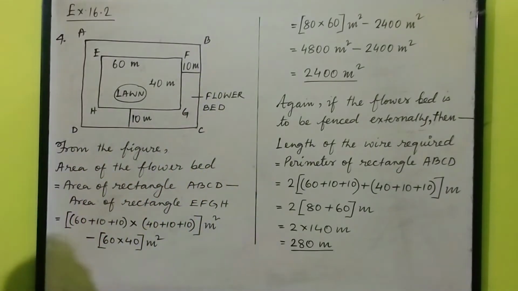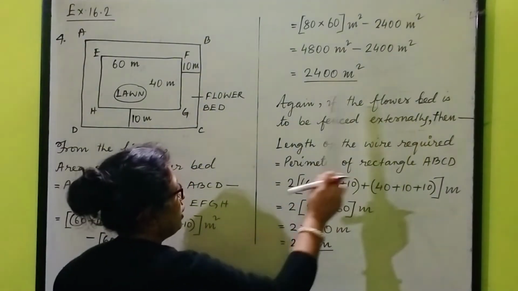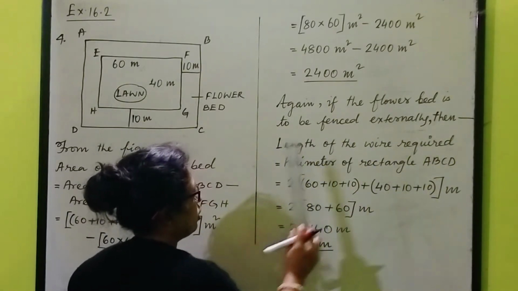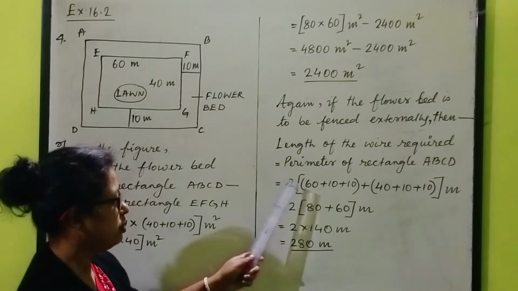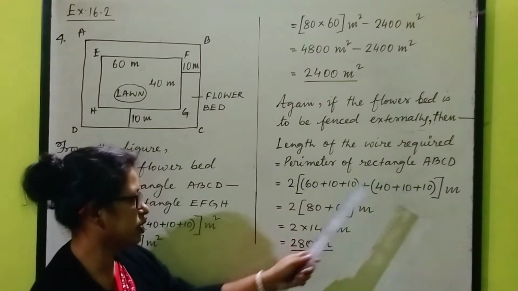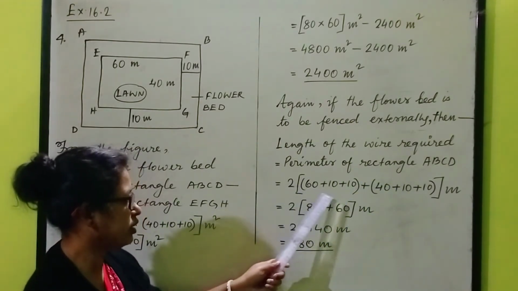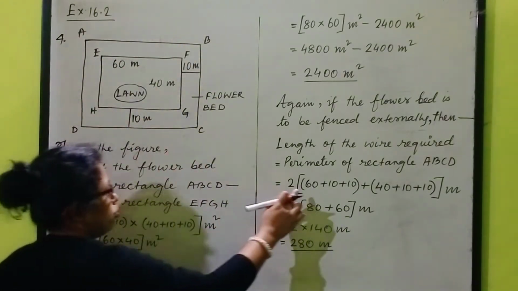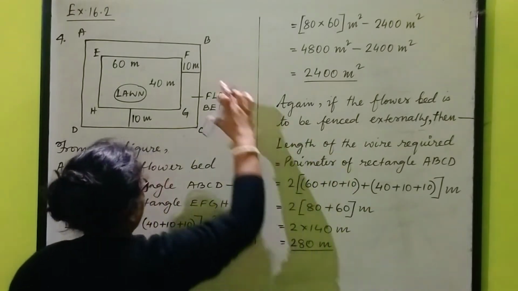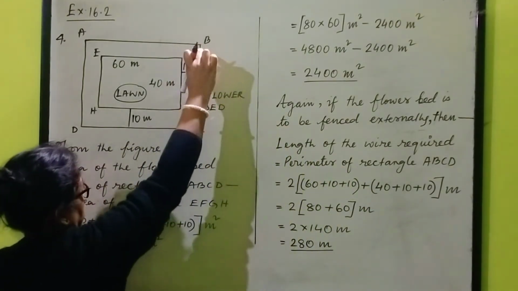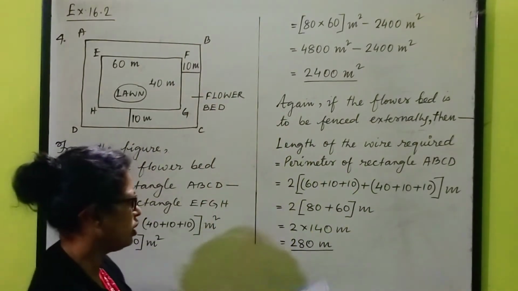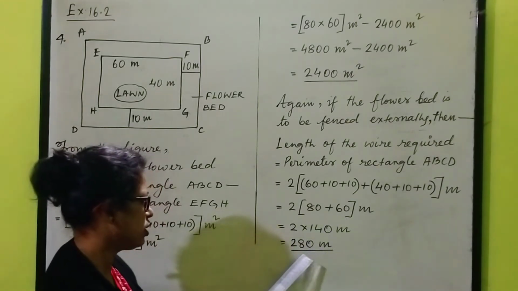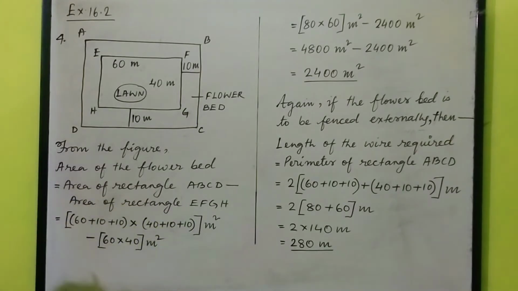Am I right? So again, if the flower bed is to be fenced externally, then the length of the wire required will be equal to the perimeter of rectangle ABCD, which is 2 into (length plus breadth). So what is the length? The length AB, already you know, 60 plus 10 plus 10. Breadth, this one, is 40 plus 10 plus 10. So 2 into (80 plus 60), that is 2 into 140 meter, that is your 280 meter.